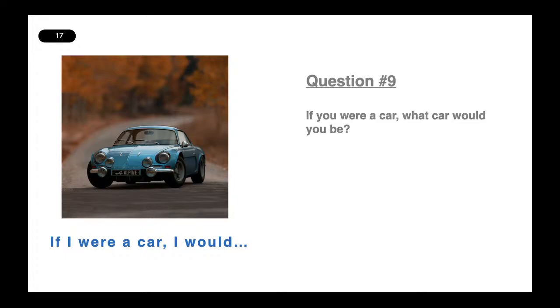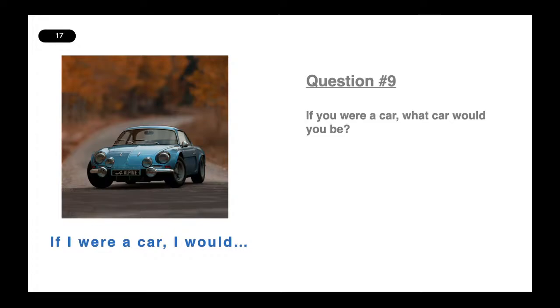If I were a car, I would be a, what is that car called? Now I have to search. Citroen, I think I would be a Citroen 2CV. That's what I would be. I would be a Citroen 2CV. If you don't know what that is, I guess you got to look online. It's not a fast car. It's not the coolest car, but I think it's a really unique, interesting looking car.